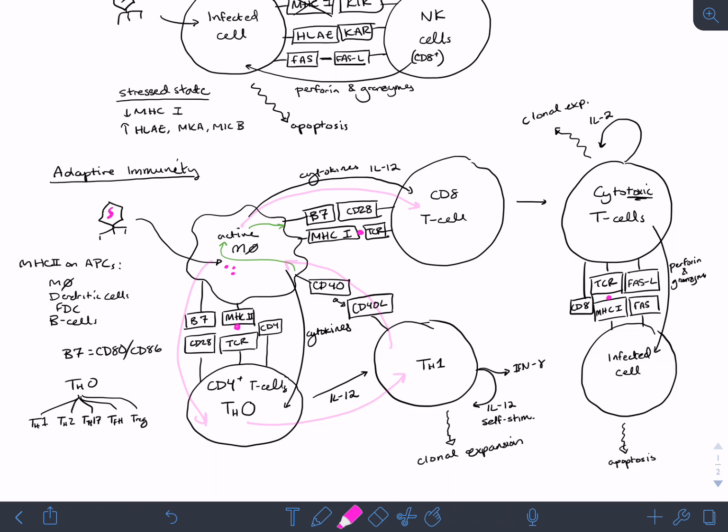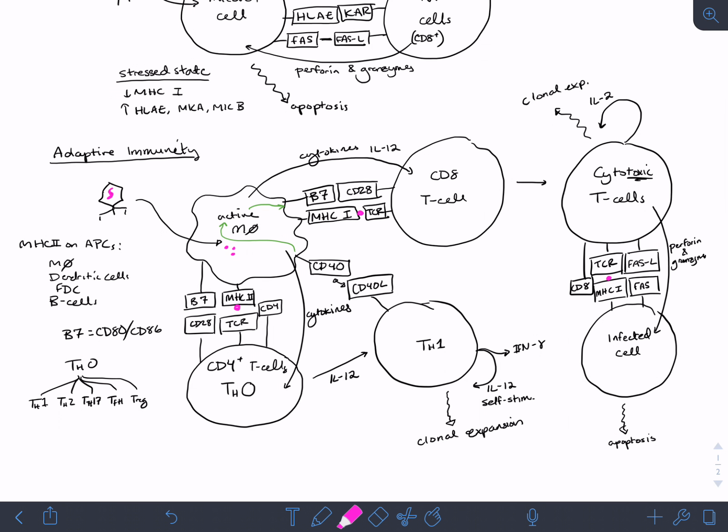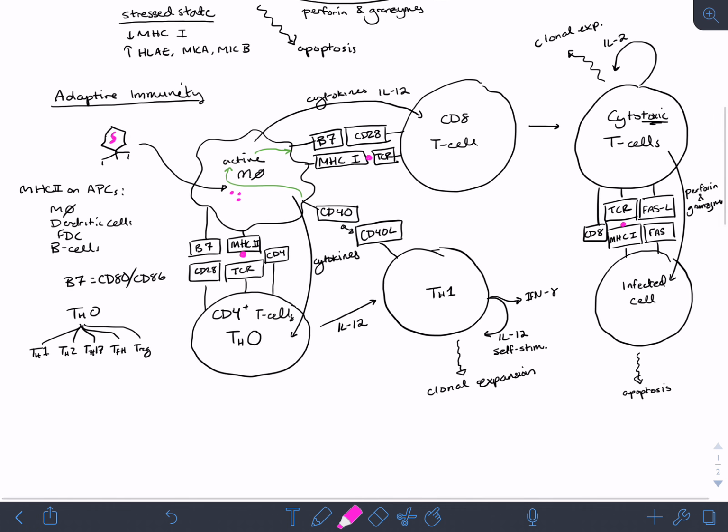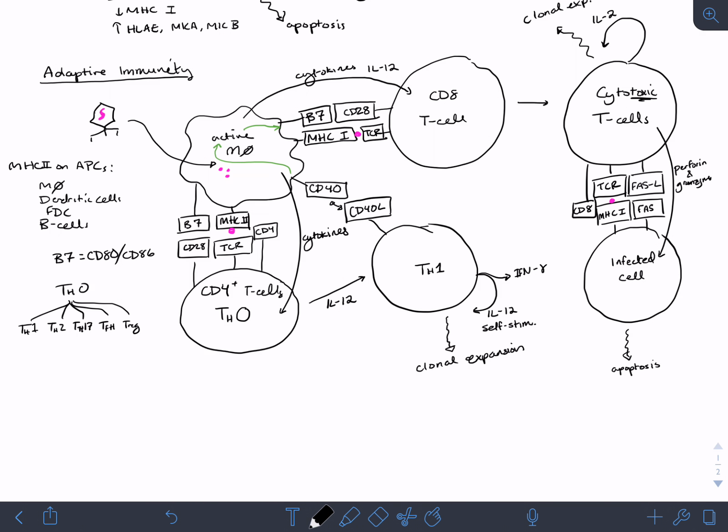So there's a chain of activation. The macrophage activates Th0. Th0 becomes Th1. Th1 activates the macrophage. Macrophage activates CD8. And now CD8 can go and kill. Okay? Alright. So now there's just one more thing we need to talk about in viral infection. And that is, we need to create memory for this.